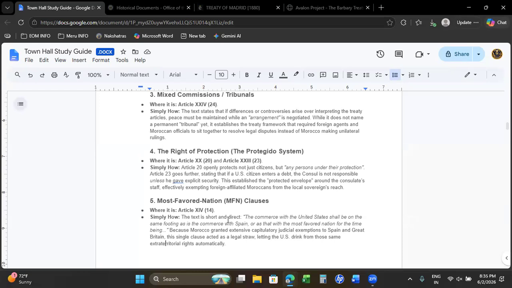Article 23 goes further, stating that if a U.S. citizen enters a debt, the consul is not responsible unless he gave explicit security. This established a protected envelope around the consulate staff, effectively exempting foreign affiliated Moroccans from the local sovereign's reach.